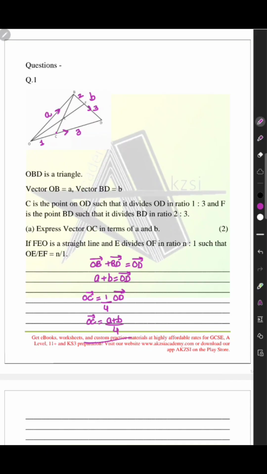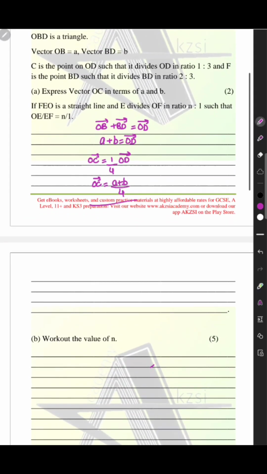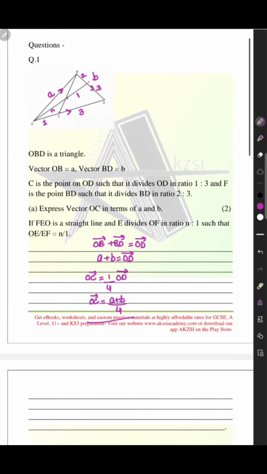And that's your answer. Now, the next one says if FEO is a straight line and E divides OF in the ratio such that OE over EF is n/1, that means this is n parts and this is one part, then we have to work out the value of n.